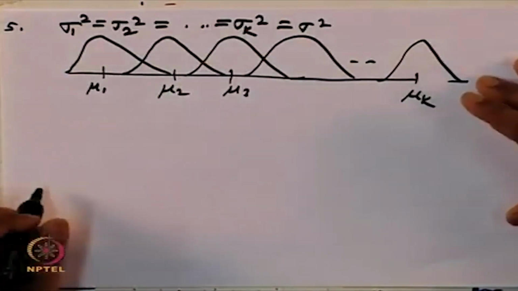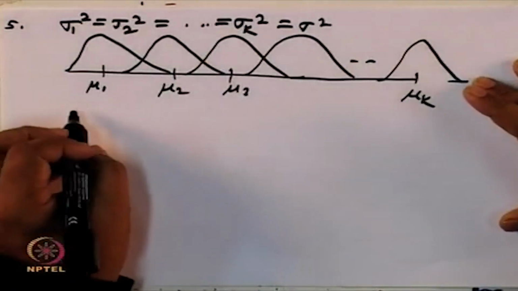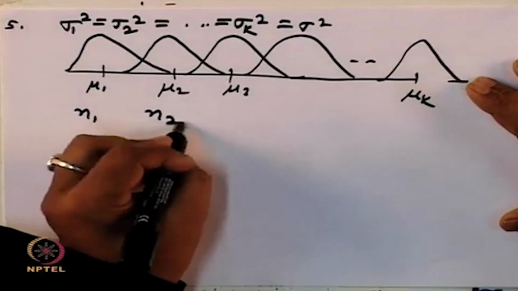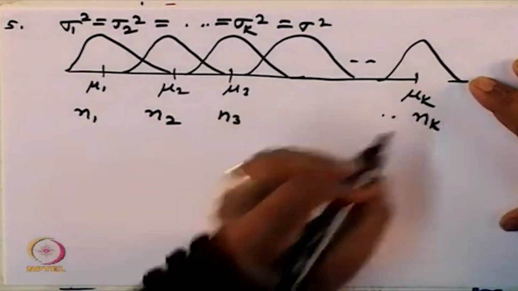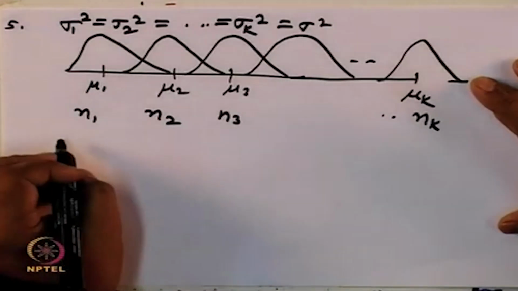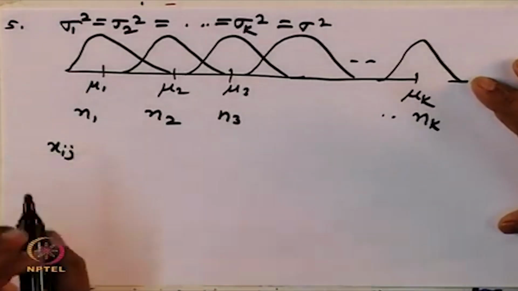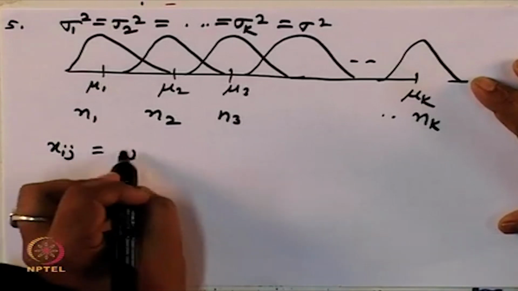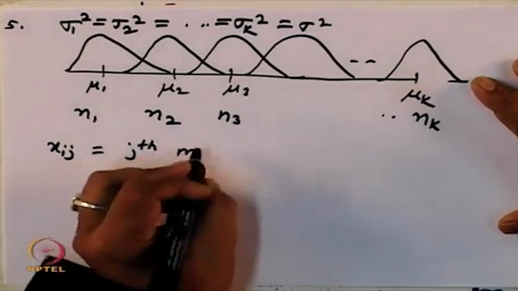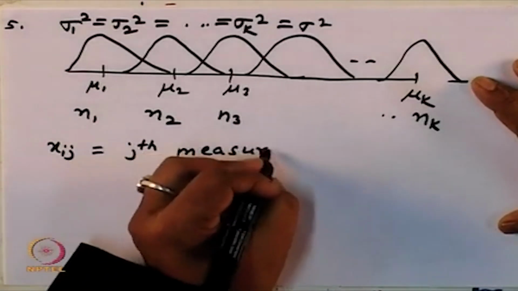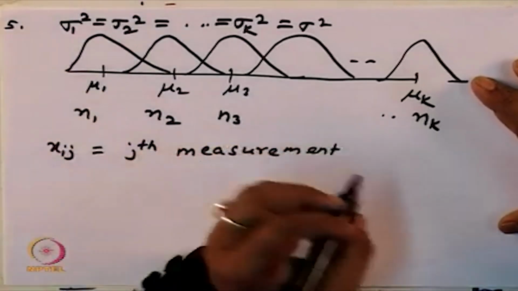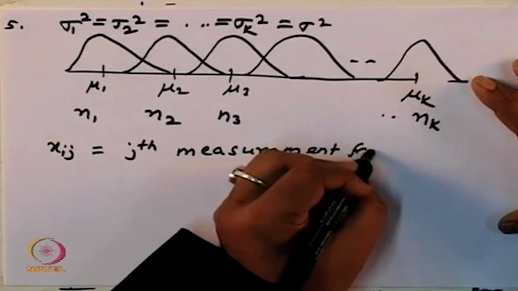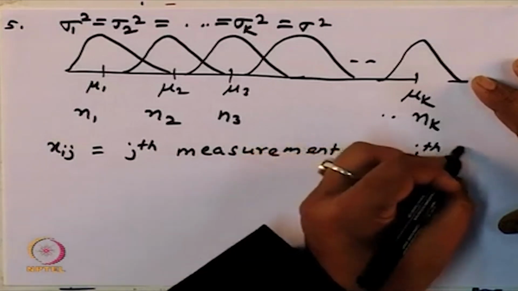Okay. So, you want to test the hypothesis about the means. Let us say your sample sizes are n1, n2, n3, ..., nk, and x_ij is the jth measurement from the ith sample.